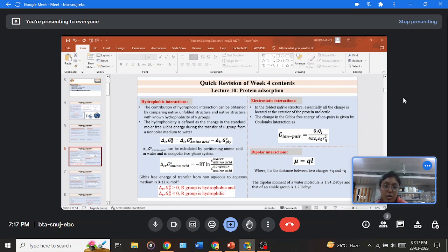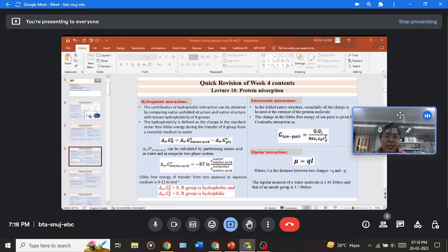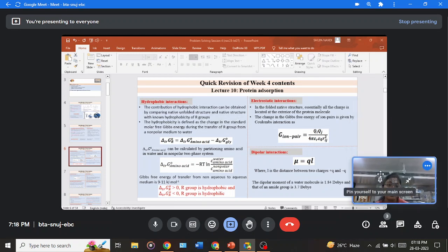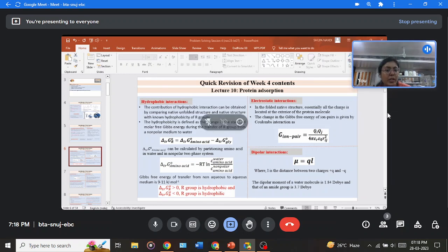Next, talking about the dipolar interaction, this we also discussed in the previous lectures. The dipole interaction is given by the equation mu is equal to Q into L, where L is the distance between two charges, that is plus Q and minus Q. For reference, the dipole moment of a water molecule is around 1.84 debye, and that of an amide group is around 3.7 debye.